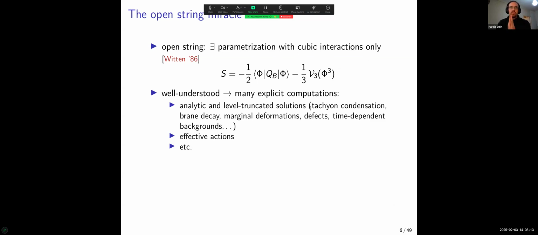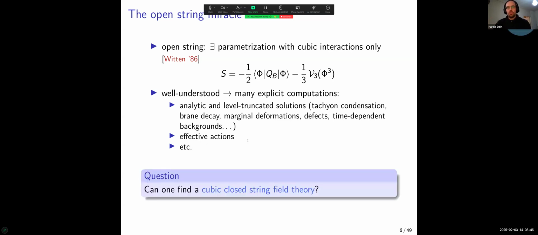And because it's so easy, especially because the cubic vertex in string field theory is really easy to understand, you can do basically whatever you want with that theory. So you can find analytic and very truncated solutions of many different types. You can study tachyon condensation, brane decay, time-dependent backgrounds, and so on. You can compute effective actions, and you can do many more things. So here it's really a theory where you can do computation explicitly. So the question is: can we find a cubic closed string field theory? First bosonic, but then later also superstring field theory.